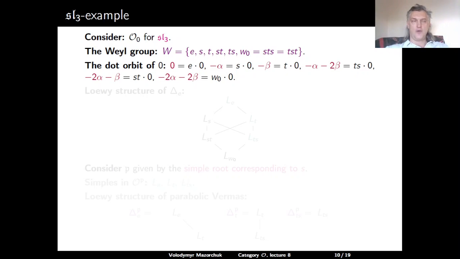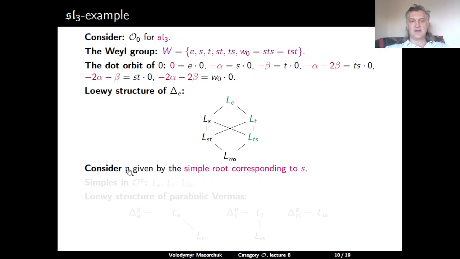The highest weights of the simple modules in O0 are given by the orbit of 0 with respect to the dot action of W. So these are the elements 0, the trivial element times 0, minus alpha, which is s dot 0, minus beta, t dot 0, minus alpha minus 2 beta, this is ts dot 0, minus 2 alpha minus beta, this is st dot 0, and minus 2 alpha minus 2 beta, which is w0 dot 0. And we have already seen that the Loewy structure of the dominant Verma module Delta e is as follows: we have L e on top, L w0 as the socle, and then in the rest we have L s, L t, L st, and L ts, and the submodule structure just gives us the Hasse diagram of the Bruhat order on S3.